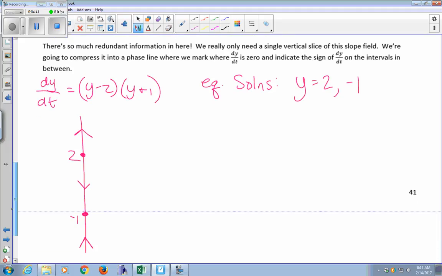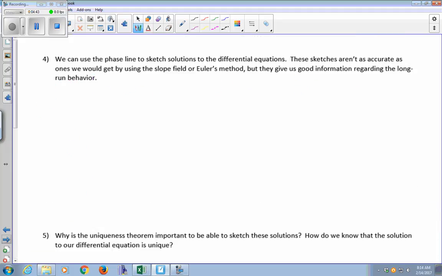Okay. We do lose a little bit of information. It's not quite as accurate as if we use the slope field because you don't know the actual values of the slopes. We only know their signs. But that's enough to give us a good qualitative picture of what the solutions are going to look like.